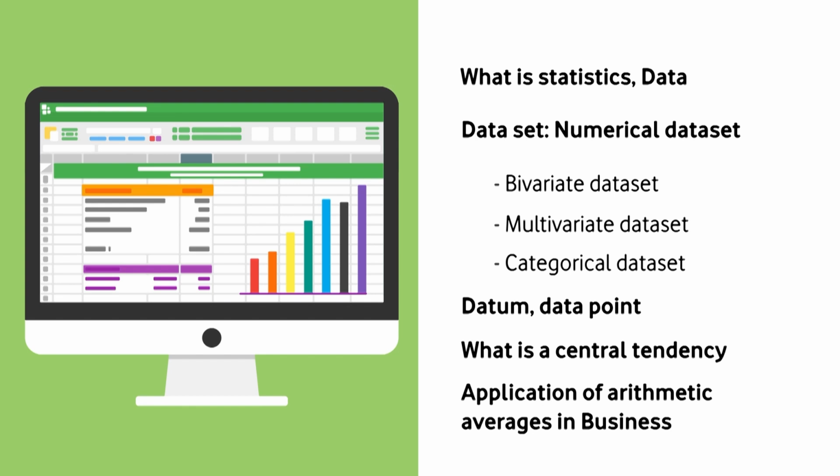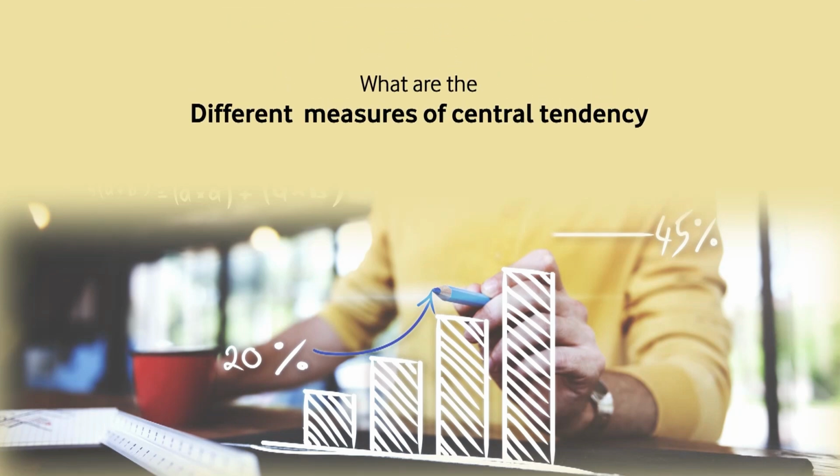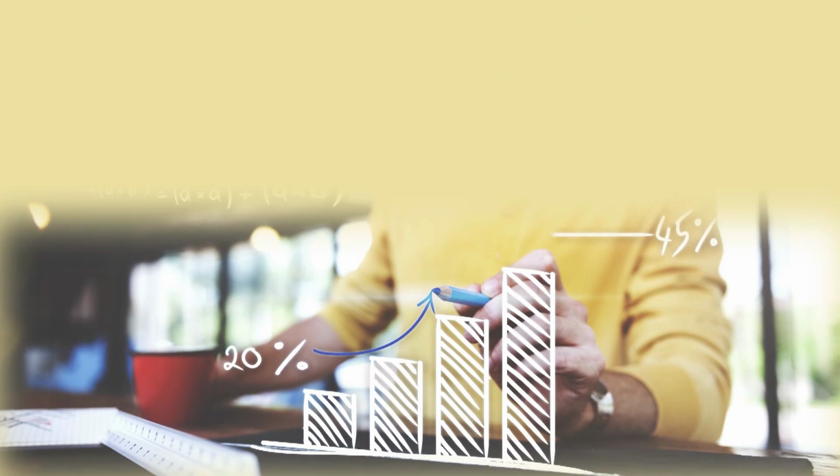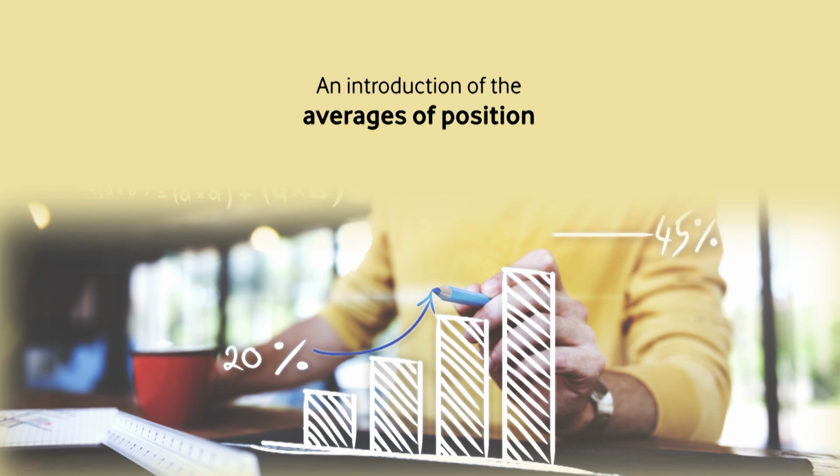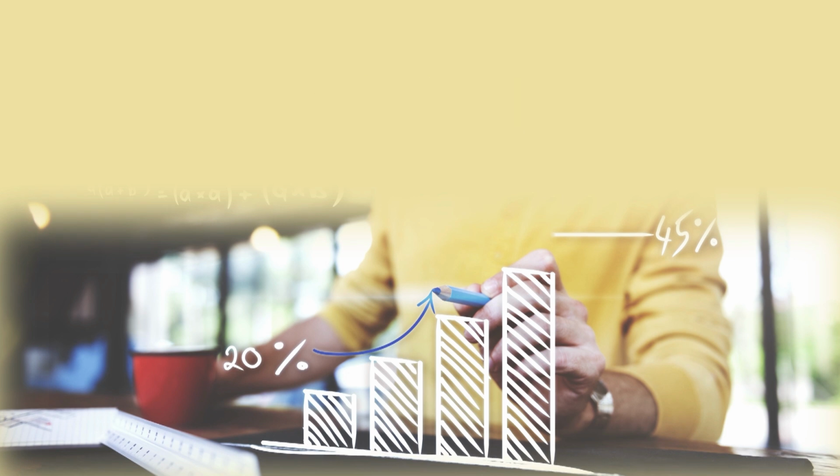In this session we are going to talk about different measures of central tendency, that is mean, median and mode, and then we will talk of the introduction of the averages of position, and we will basically focus on computation of arithmetic mean. How can you compute arithmetic mean in a given situation? So shall we begin? Fine.